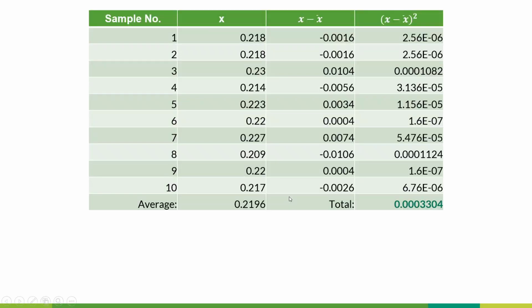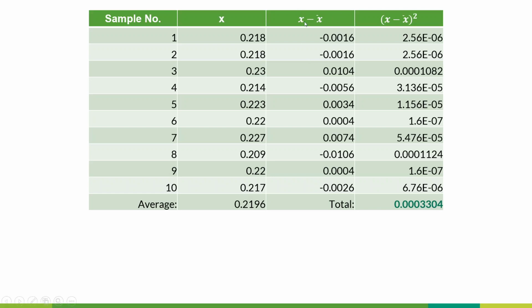So I am creating a table here where I have taken 10 different samples and I have noted down the weight fraction of each of those samples. In the question, weight percent is given. I am converting that into weight fraction by dividing it by 100. The weight fraction of each of the samples is noted in the first column, and I am averaging all of those to calculate x bar for the formula. So that I get as 0.2196.